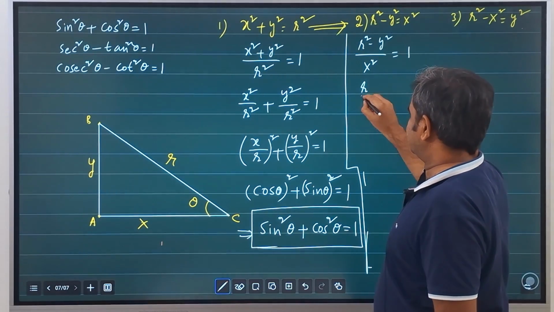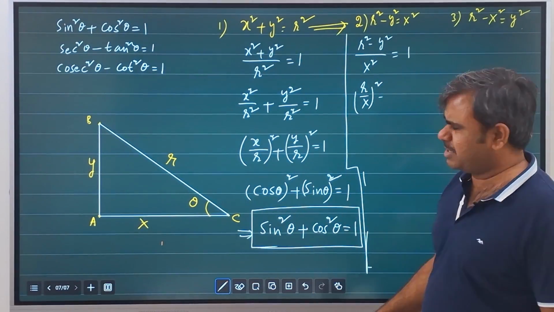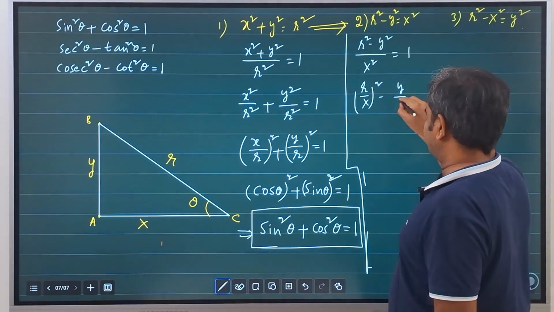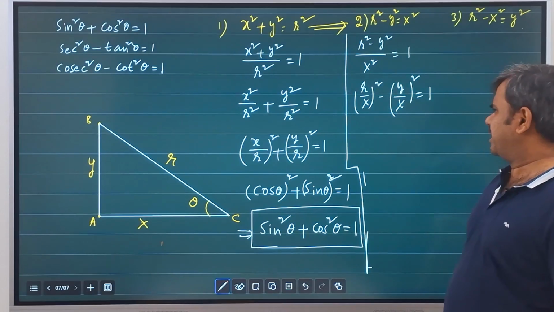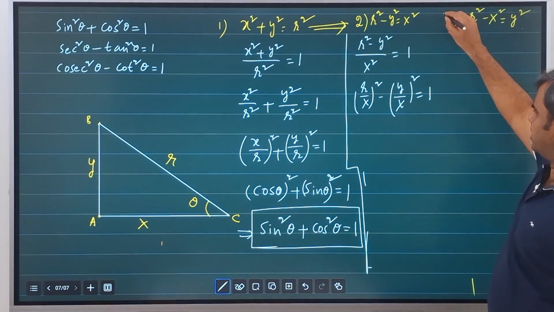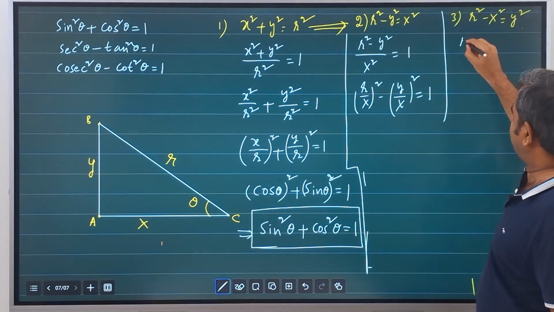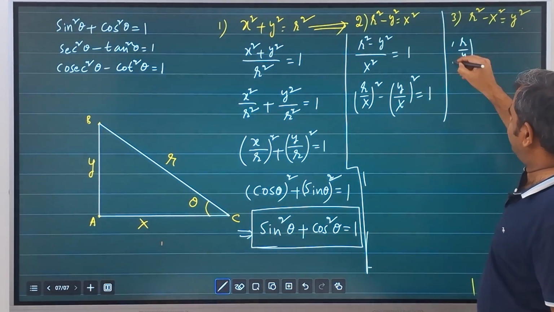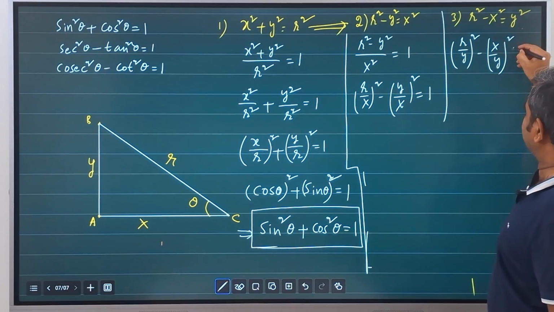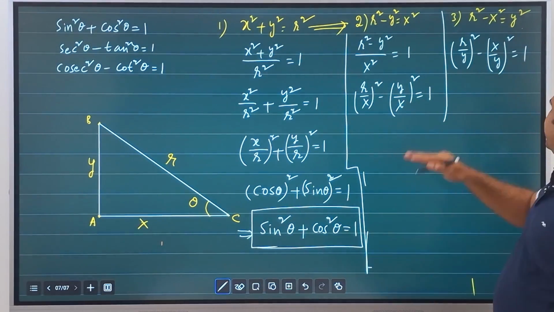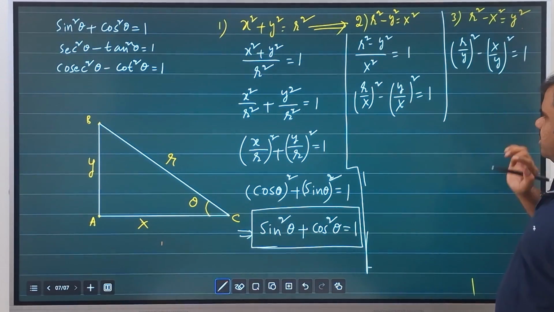This can be written as, split the terms, r by x whole square on the left hand side. Splitting the terms will give you r by x whole square minus y by x whole square is equal to 1. Do the same thing here also. You will get r by y whole square minus x by y whole square is equal to 1. Taking y to the left hand side and splitting the left hand side terms will give you this.